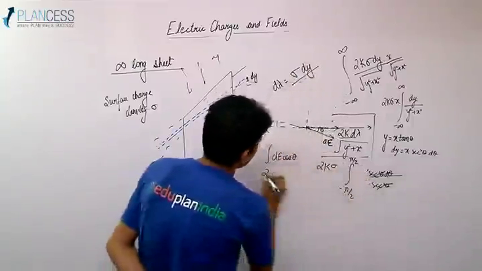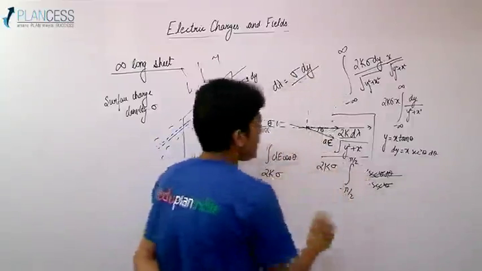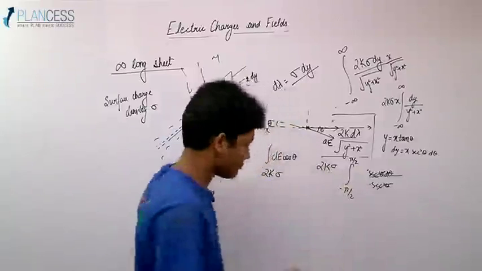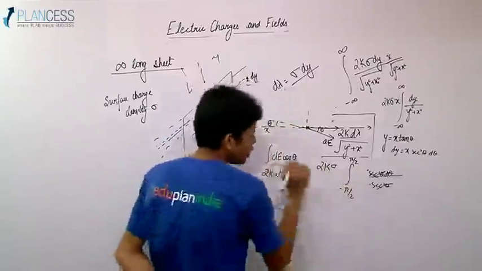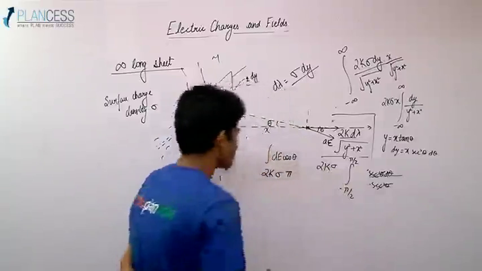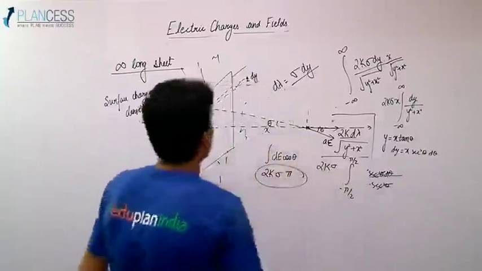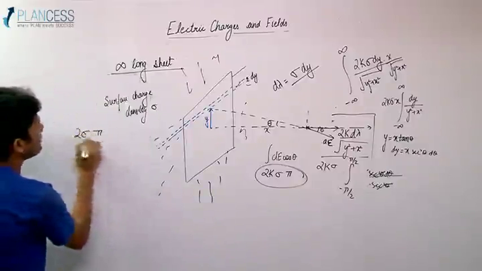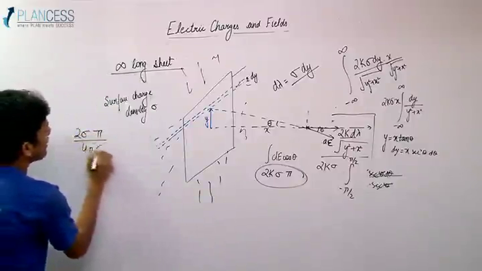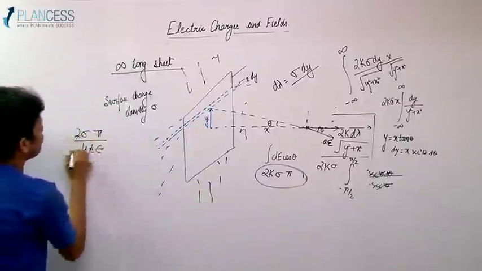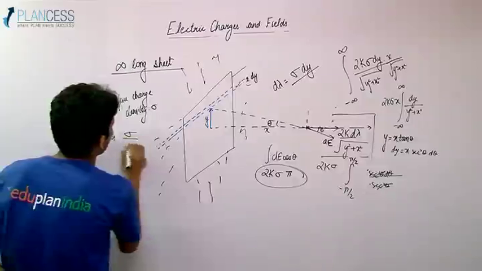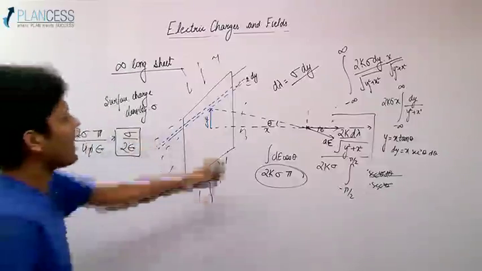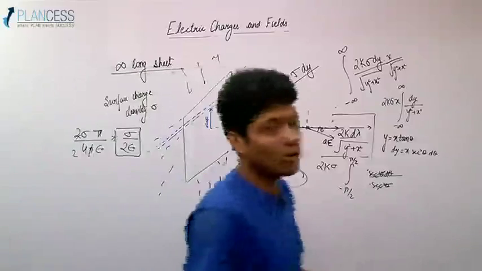So this would become 2k sigma, and the integral from minus pi by 2 to pi by 2 would be pi by 2 plus pi by 2, that is pi. If I simplify it, it would be 2 sigma pi upon 4 pi epsilon naught. Pi gets cancelled out. So you are left with sigma by 2 epsilon naught, which is the formula for the electric field at a distance x from an infinitely long sheet.